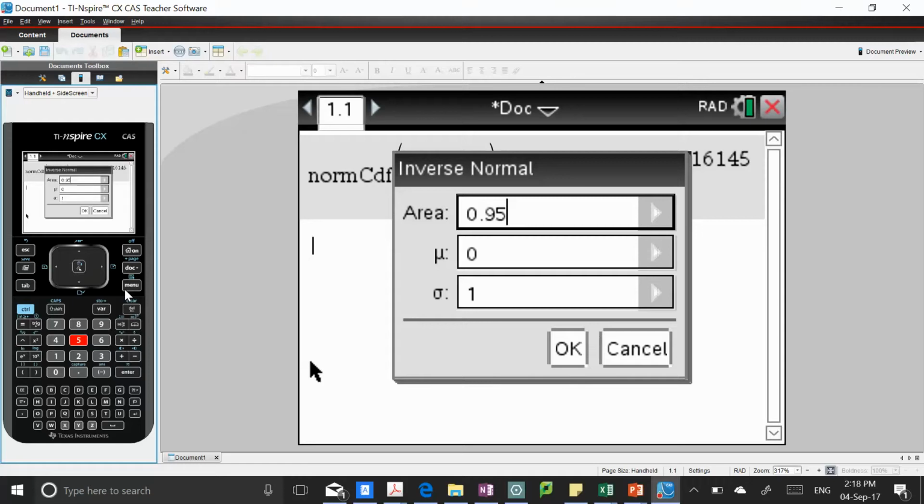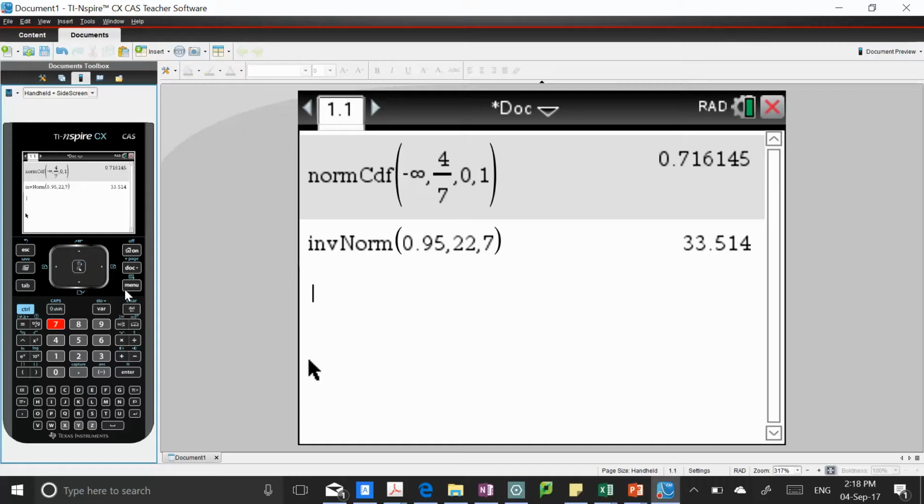So you know the mean, 22, standard deviation, 7. Voila. Bam. That tells you the x variable. So it has to be 33, which makes sense. I said it had to be bigger than 22, and it is. So if x is less than 33.5, that should give me approximately the area of 0.95.